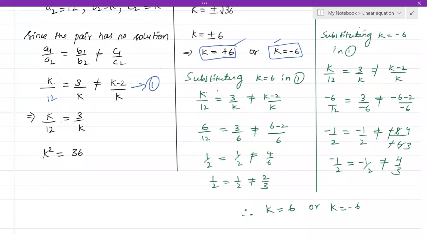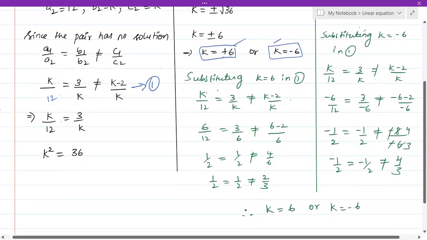So as I have done here, substituting k is equal to 6 in equation 1. This is my equation 1. I'm just rewriting it. We have rewritten it, so wherever k is there, substitute 6. First I'm checking for positive 6.